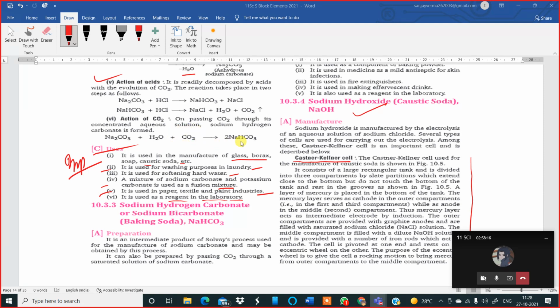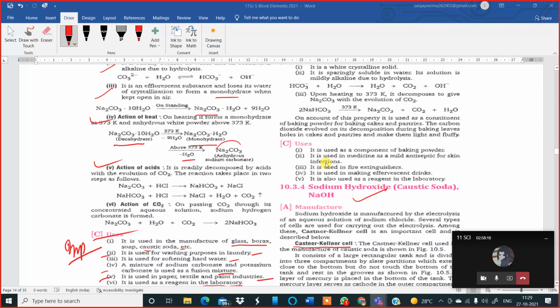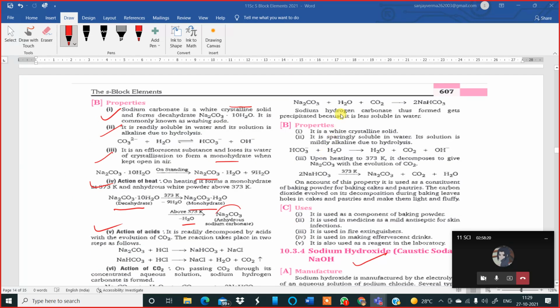Okay, only that much is required, and uses are required. Uses, it's given over here. Preparation is already given over here. Properties, you may not go through it. Leave out the properties, but uses are required.